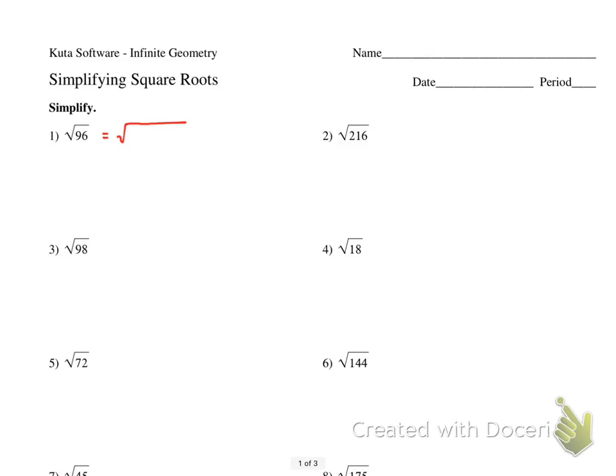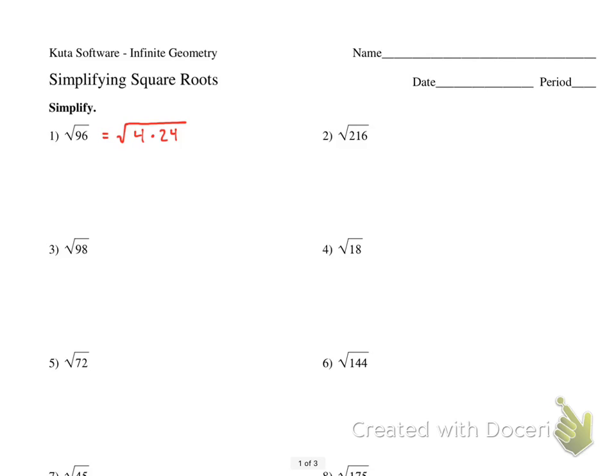Is 4 a factor of 96? Yes, but it's not the biggest, so I could write this. I could have 4 times what? 4 times 24 is 96. Now, your strategy, if you're looking at this in your calculator, you say, is 4 a factor of 96? So I have to do 96 divided by 4, and I get 24. So it works. That's good.